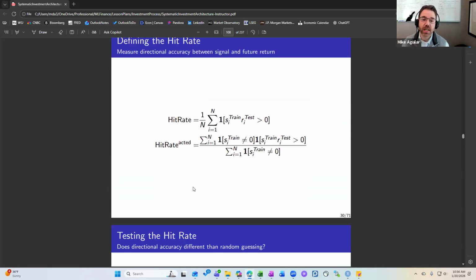The first one, the hit rate, is just saying take the training signal, take the testing period return, multiply them, and tell me whether or not they're of the same sign. If they're of the same sign, then when you multiply, they'll be positive, right? Long and long, positive. Short and short, positive. If they're in different directions, then you'll have a negative. So it's just taking the average of a column of ones. And then likewise, the hit rate for the acted-on is going to take the subset where it's not neutral, hence S train not equal to 0, as a fraction of those not equal to 0.